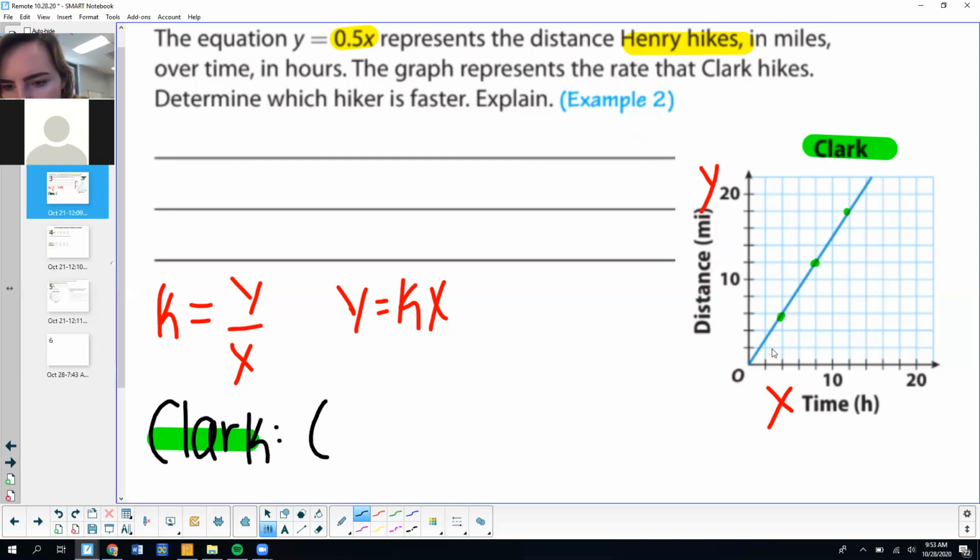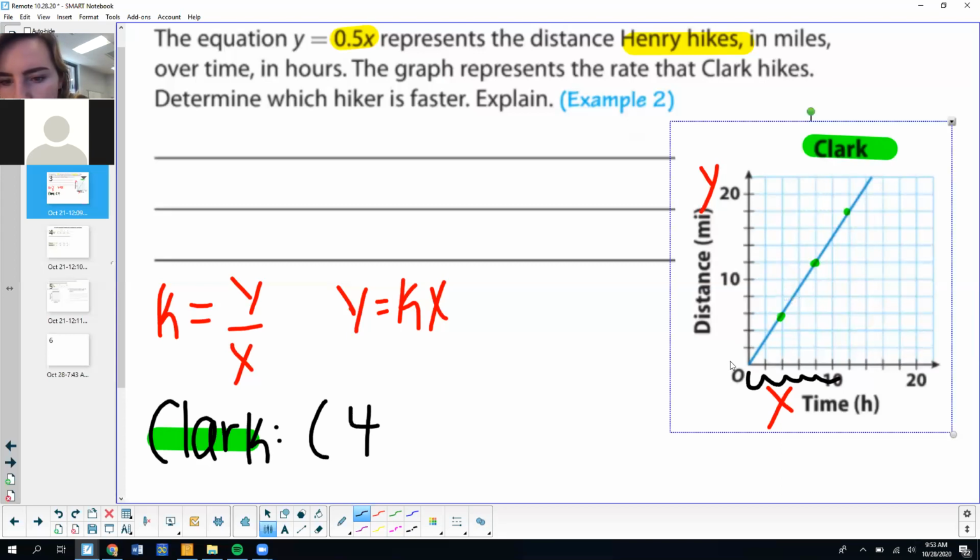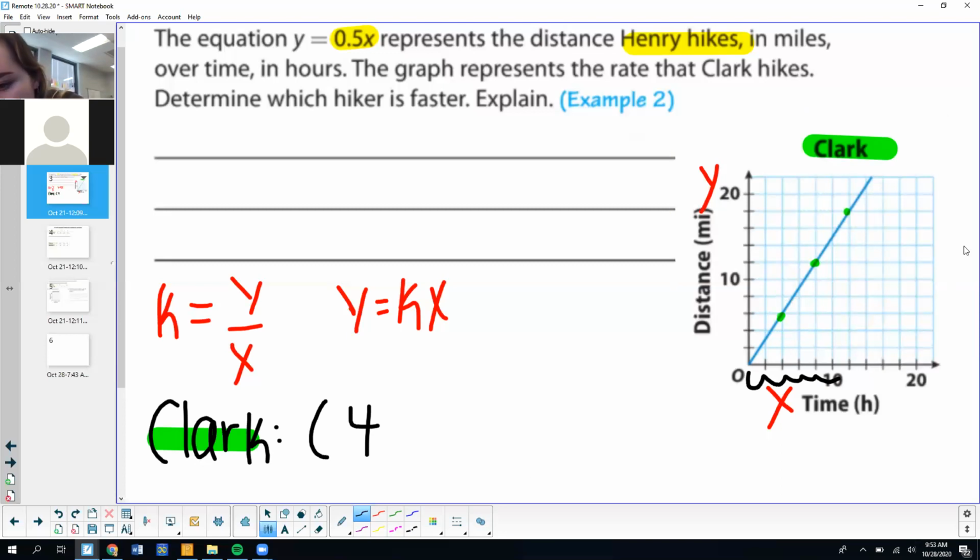Remember, this is one of those graphs that moves by 2. Every time one of these notches moves, it's moving by 2. So this point right here on the x-axis is at 1, 2, 3, 4. So it's going to be at 4. And then if I go over here, we've got 1, 2, 3, 4, 5, 6. So it's going to be at 4, 6.